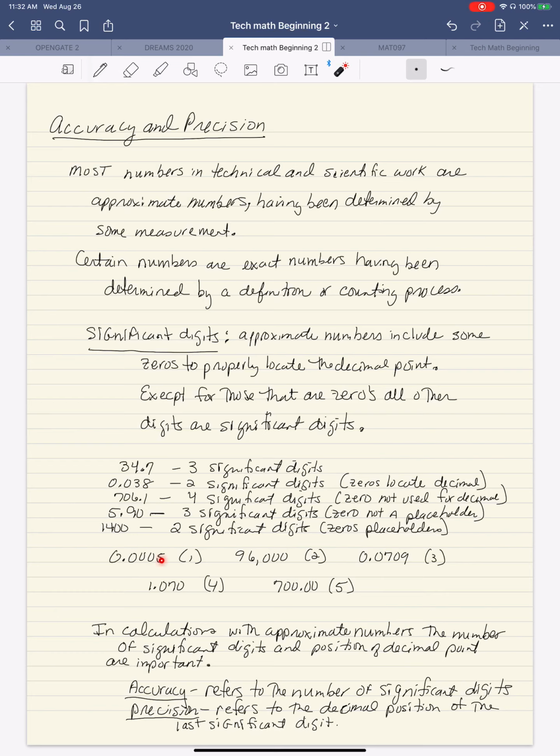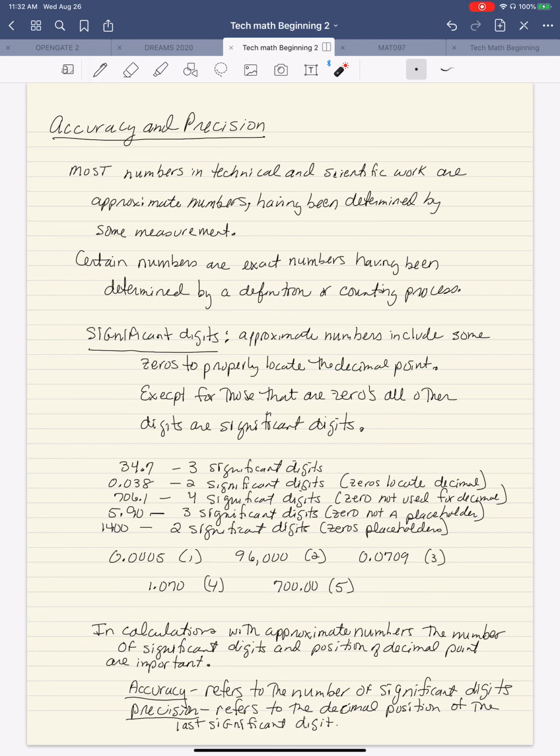0.0005, that's only one. These are all leading zeros. 96,000, this is only two. These are trailing zeros. 0.0709, this is three. These zeros don't count. 1.070, everything counts here, so that's four. And these will all count because the decimal point is making this significant. If I had a decimal point here with another zero, those would count.